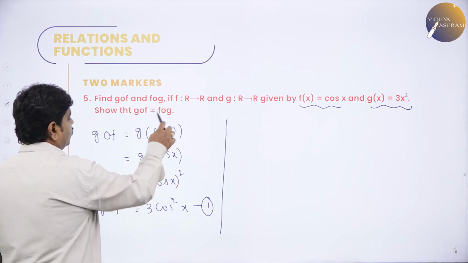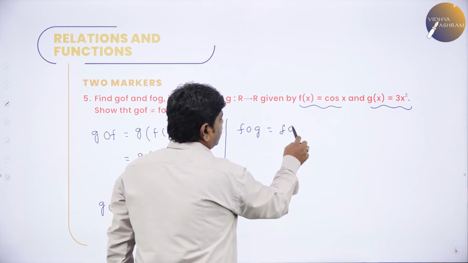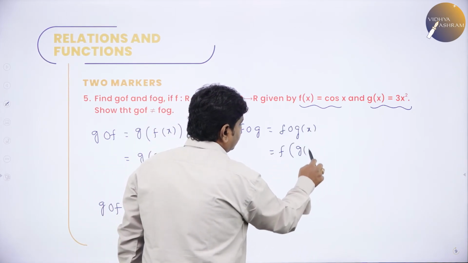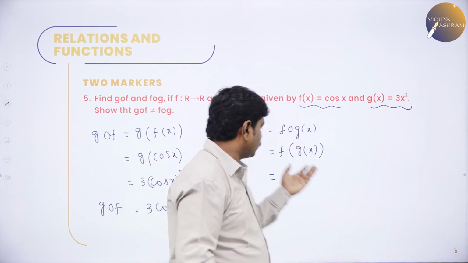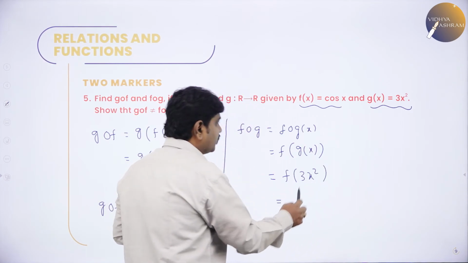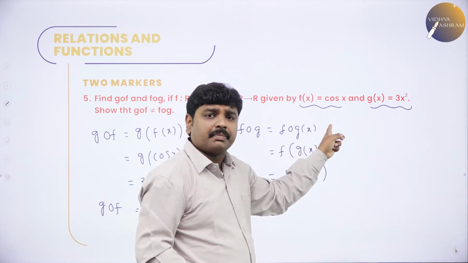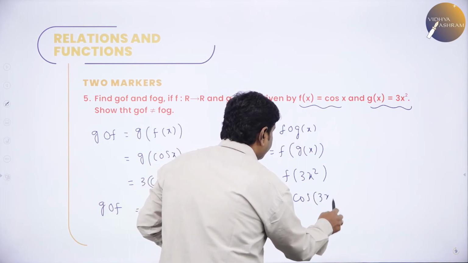Then what do they want? FOG. What is FOG? FOG x means f of g of x. What is g of x given in the question? 3x square. In the place of g of x, put the value of g of x, that is 3x square. Now observe what f of x is. Cos x. What is f of p? Cos p. f of m? Cos m. f of 3x square? Cos 3x square.